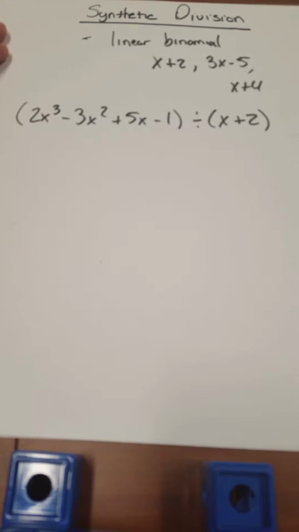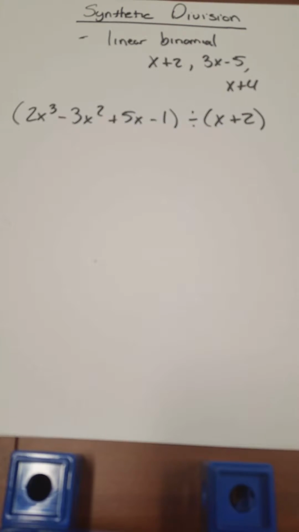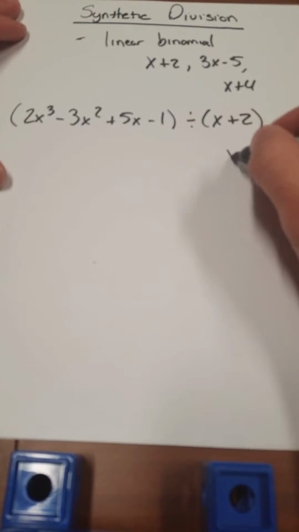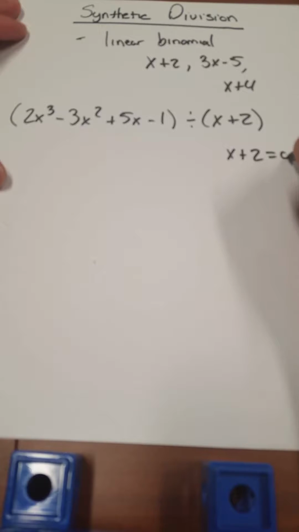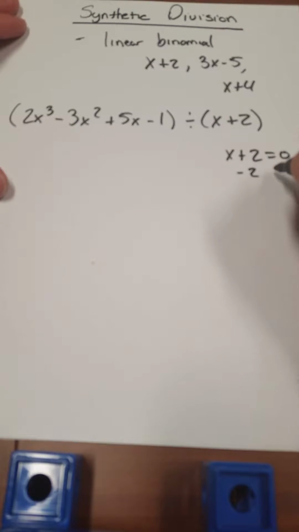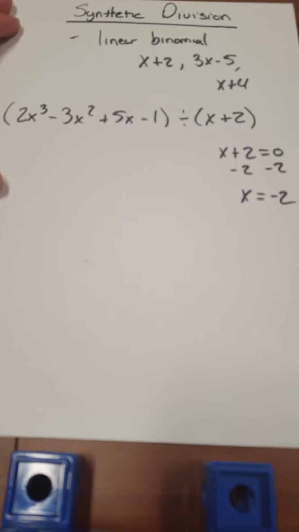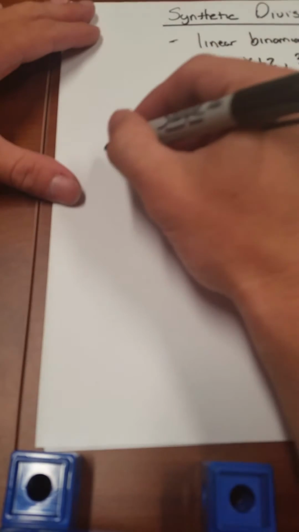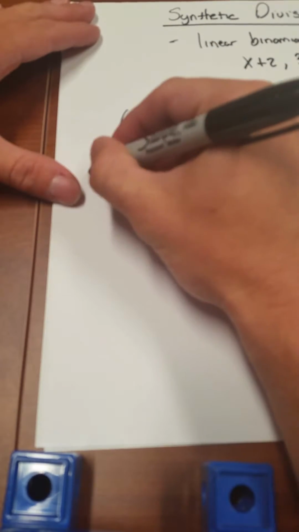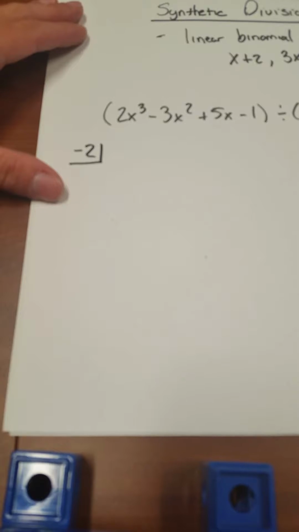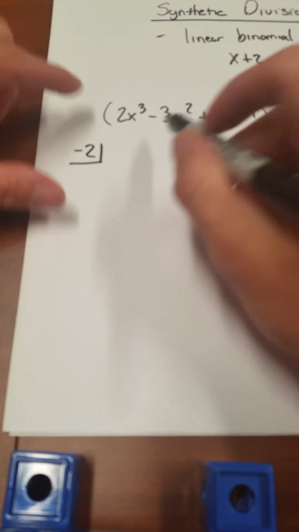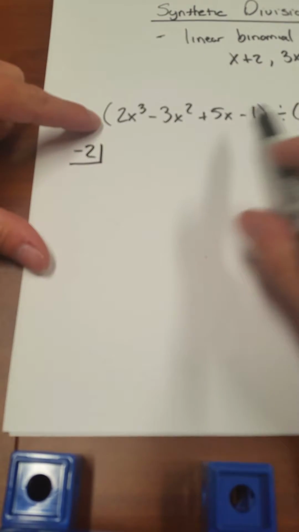Right, there's our example problem. The first step is you're going to take the x plus 2, set it equal to 0 and solve. So subtract 2 on both sides, x equals -2. Now, once we do that, I want you to take -2 and stick it in the box. Here's where we get our other numbers from.